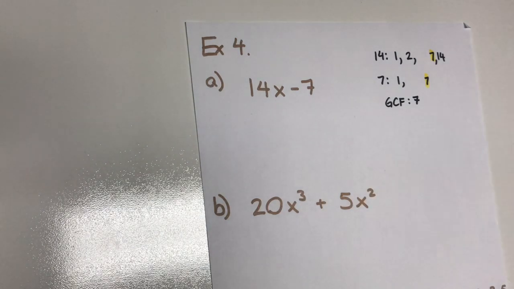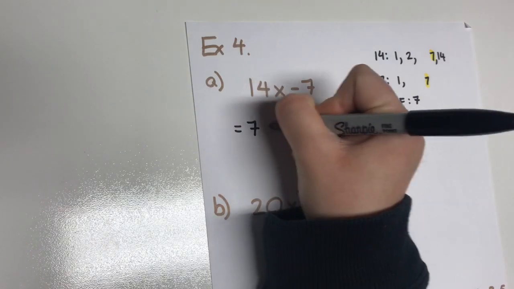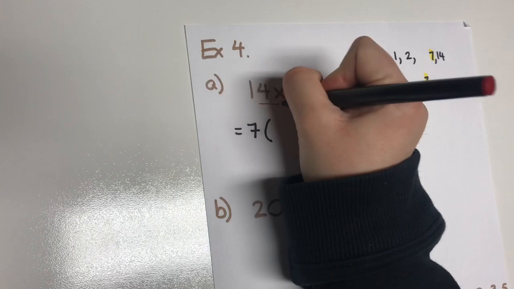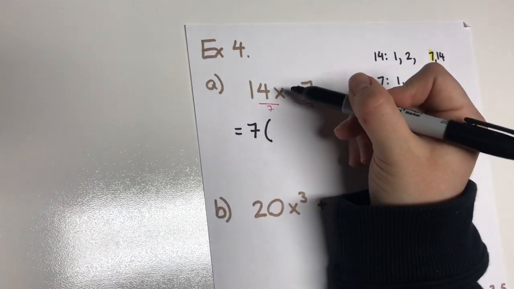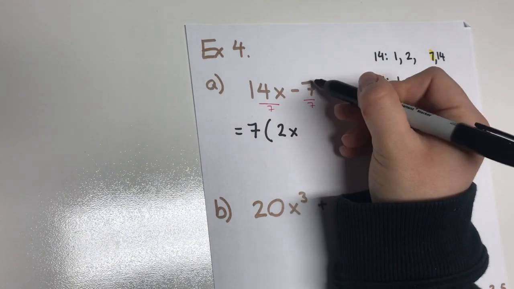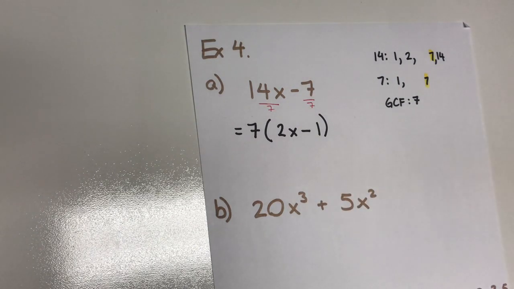So that's the number that I'm going to have in front of the brackets. I'm going to say 7. And then inside the brackets, to figure out what I put there, I'm going to divide the remaining terms by 7, because that's what I took out. So I'm going to divide this by 7, and I'm going to divide this by 7, and that's what's going to go inside the brackets. So 14x divided by 7 is 2x, and 7 divided by 7 is 1. And that's it.